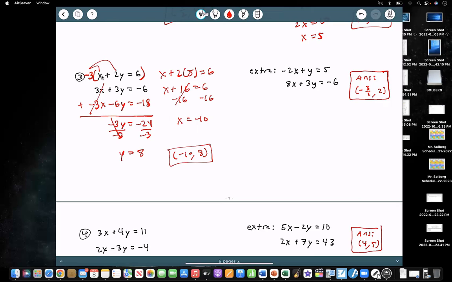Okay, so sometimes there might be an easier variable to eliminate. Sometimes you have the choice. If you want to try another one, there's one over here. You should be getting that as your answer.